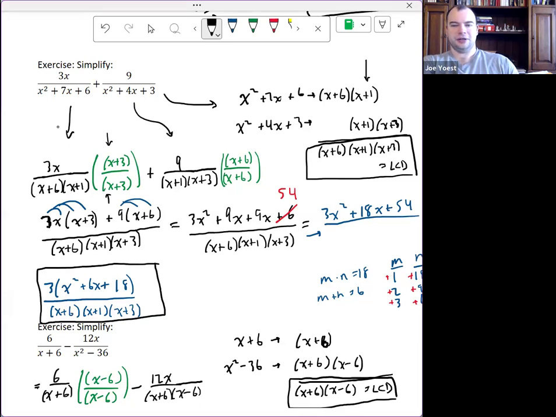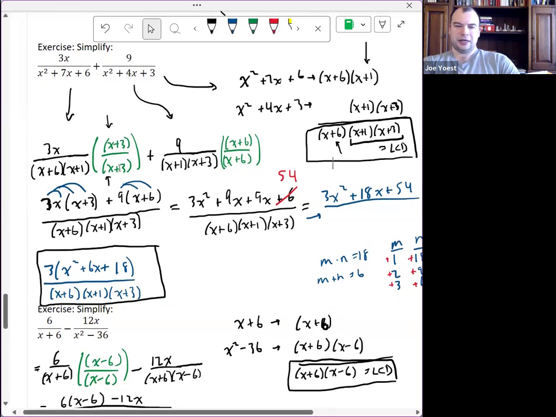For our second fraction, 9 over x squared plus 4x plus 3, we'll choose to write that as 9 over x plus 1 times x plus 3. And again, we see we have two of our building blocks accounted for, but we do need to multiply by the x plus 6 on the bottom, and then on the top as well.